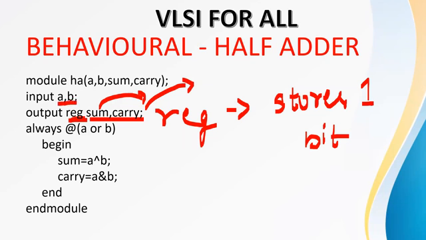We are defining reg for both sum and carry. We don't want to store any data for the inputs, we are just passing them, so we are not giving any register value there. Always at A or B. This A or B indicates the sensitivity.